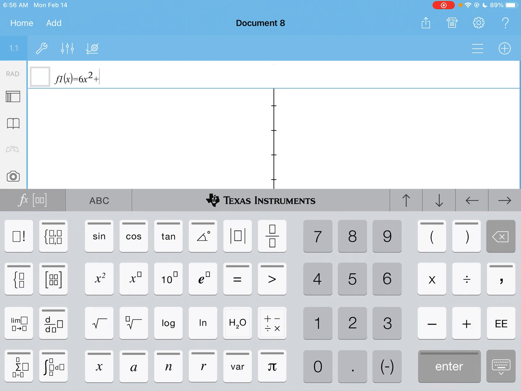So here we go. We're going to type in that original function of 6x squared plus 30x. 30x, not 60x. Miss Maina, come on. There we go. Okay. So it looks like this. I'm going to hit tab.